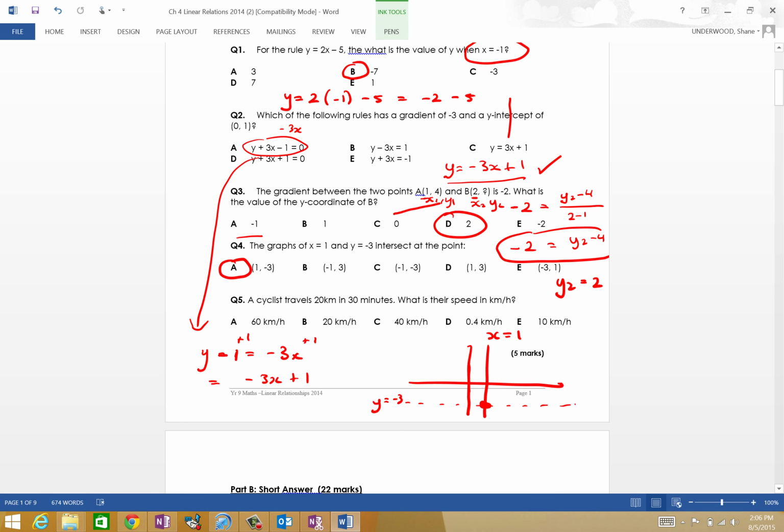What's the difference between just looking at those x and y values and putting them there? Well, you need to understand what the graphs look like. The graph of x equals 1 is a vertical line, and the graph of y equals -3 is a horizontal line. We're going to do intersections and simultaneous equations next. So of course the only point they could intersect is at that point.